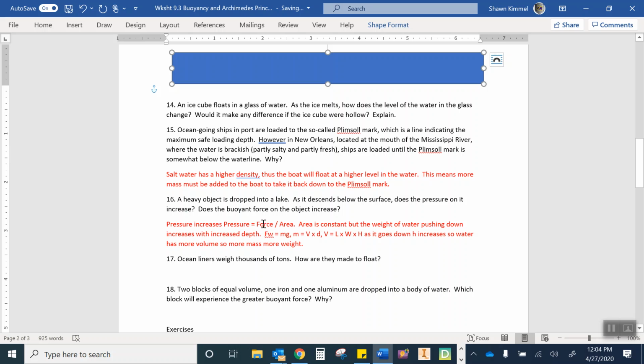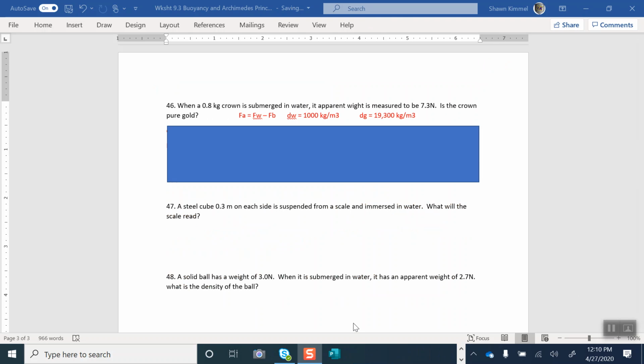So that means the force is going to get larger. So the pressure will also increase. Okay, so let me tell you what this comes down to. What we're really going to do here is compare the volumes of what it is and what it should be.